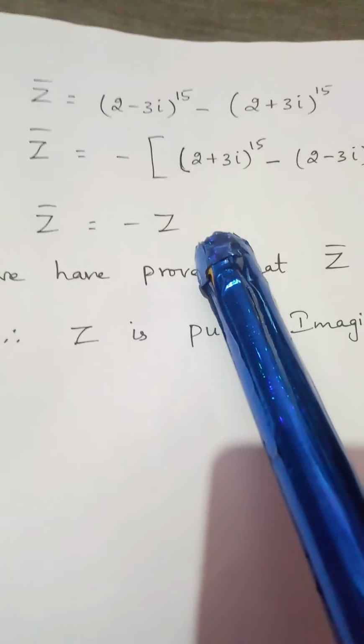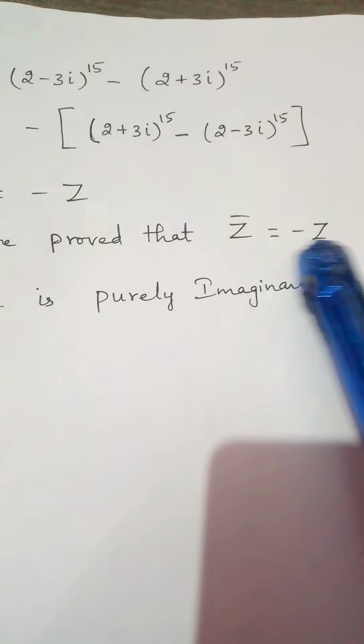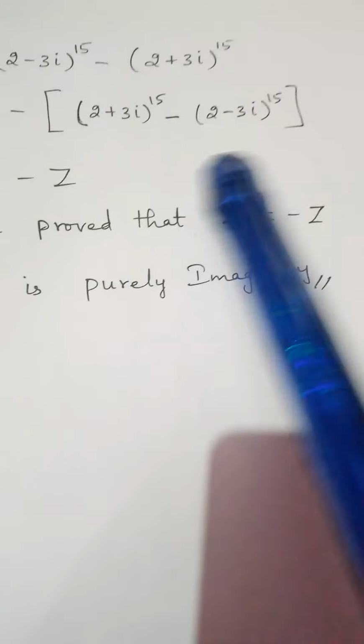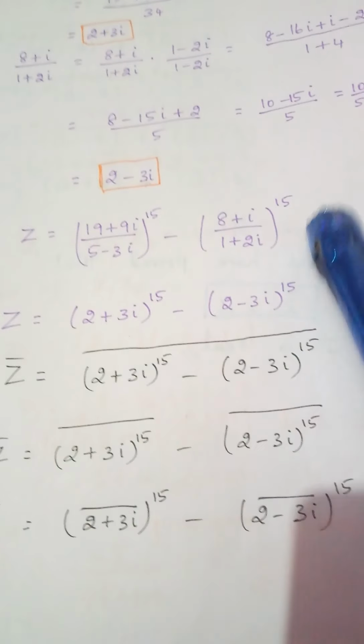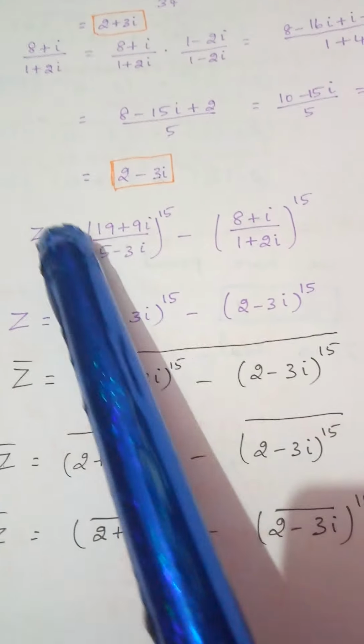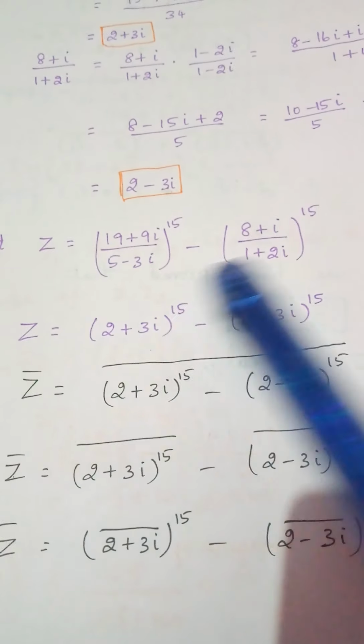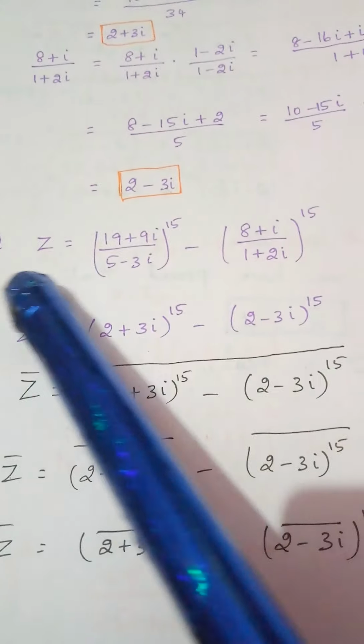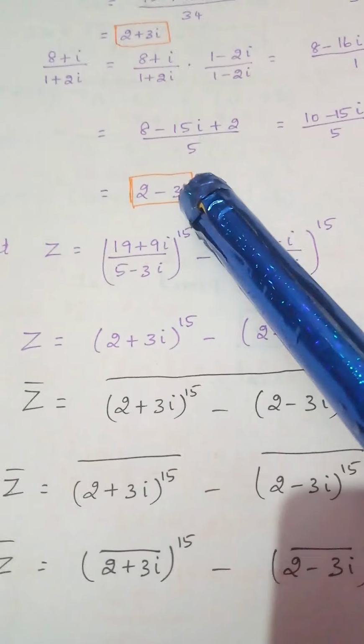Again the property comes to our mind. What we have proved is that z bar and minus z are equal. If this is the case, we can say that z is purely imaginary. So we have proved that z is purely imaginary. What is z actually? Z is nothing but the given expression in the question. So what we have proved is that this is purely imaginary, which is what was asked in the question also.